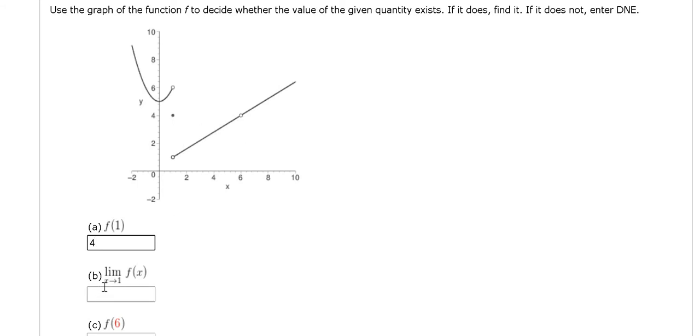Now we want the limit as x approaches 1. So when we compute the limit, what we'll do is we'll approach from the left and from the right. If we get the same answer, then that's the answer. If we get different answers, then the limit does not exist. So let's see. As we approach from the left, it looks like the y value is approaching 6, right? We're approaching x equals 1 from the left, the y value approaches 6. When we approach 1 from the right, the y value looks like it approaches 1. Okay, so from the left, we get 6. From the right, we get 1. These are not the same, therefore the limit does not exist.